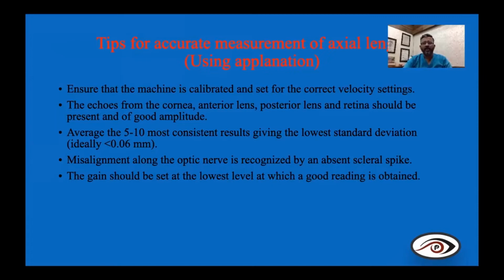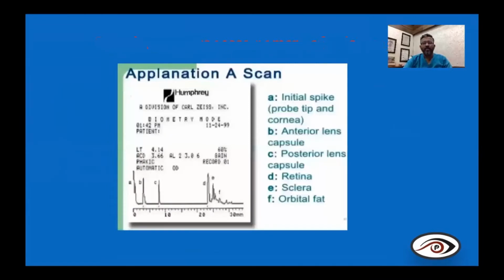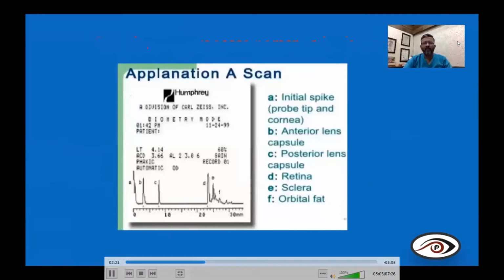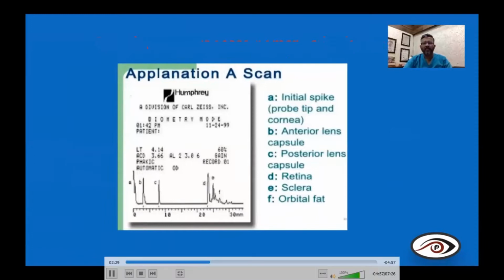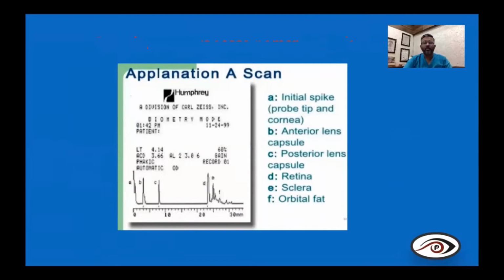Look at the echoes which are displayed. I'll come to that later. Take multiple readings and use an average of the readings. So I was telling you to look at the echoes. You have four main echoes. One is from the probe cornea interface. The next two are from the lens, the anterior surface and the posterior surface. The next main one that we require is from the retina. Behind that, you can have another echo from the sclera, which we disregard. So these four echoes are what you have to look into.